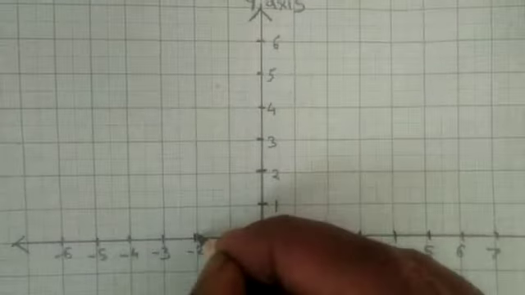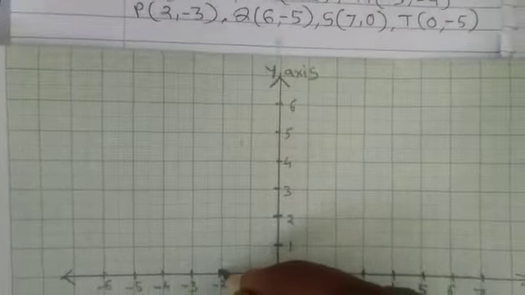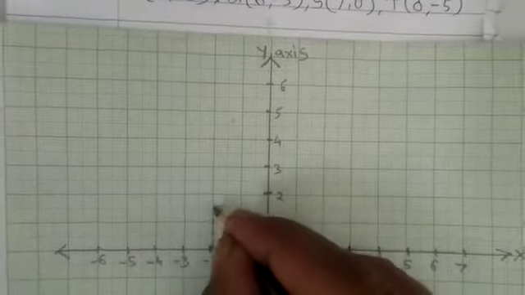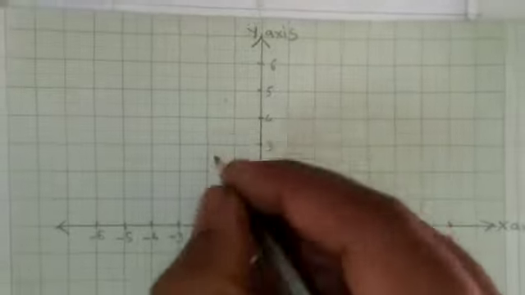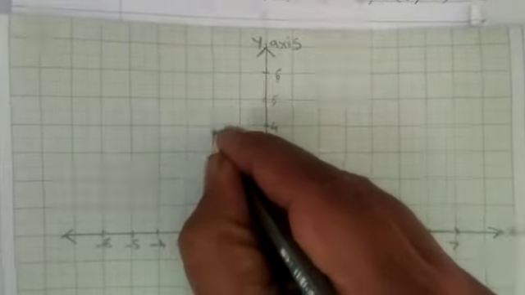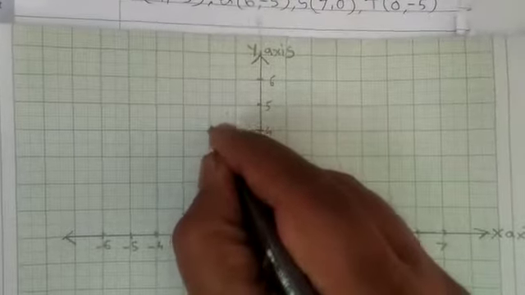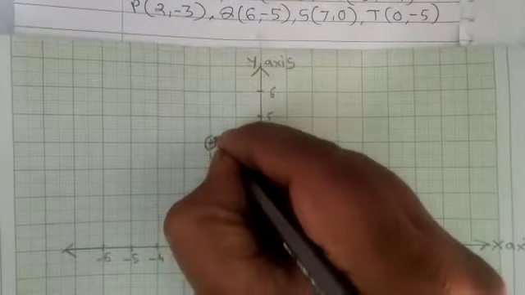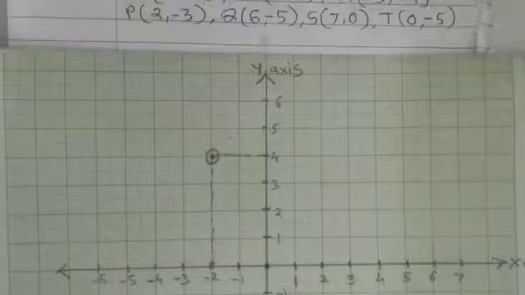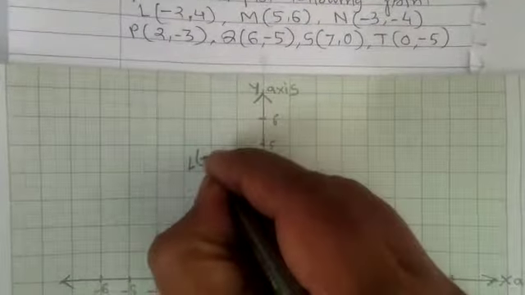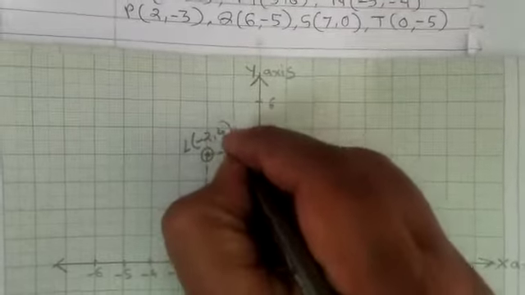So from -2, go on the upper side, up to the 4. Okay, just give a dot and circle. This is the point L. And write (-2, 4).